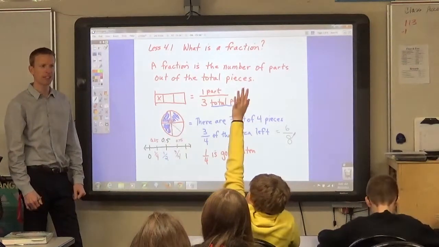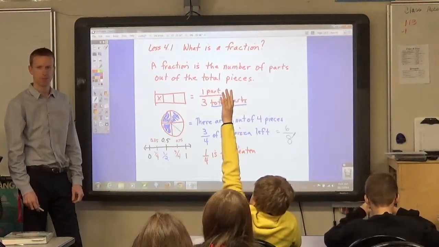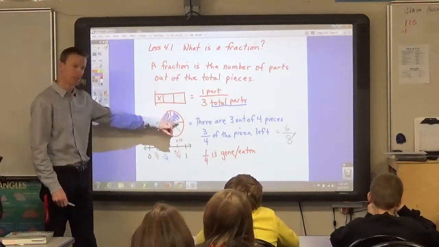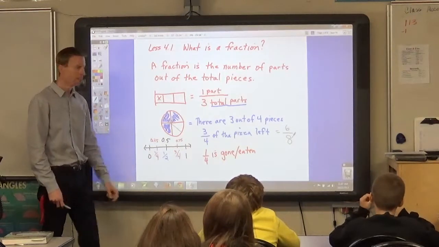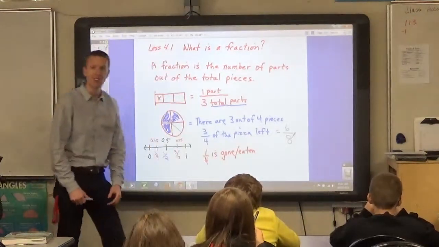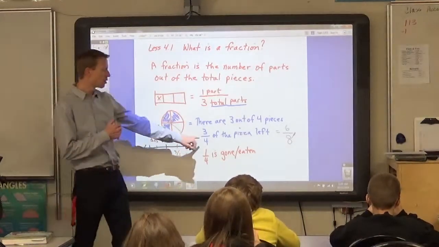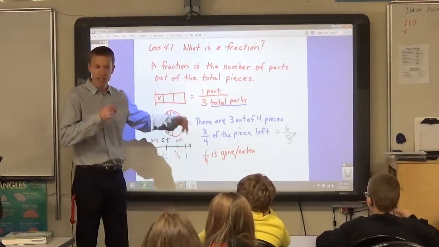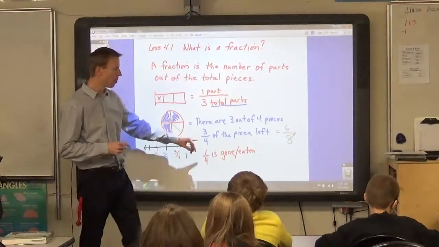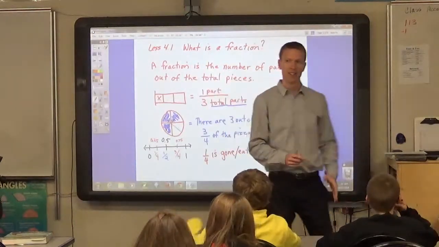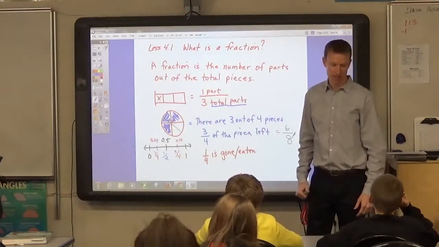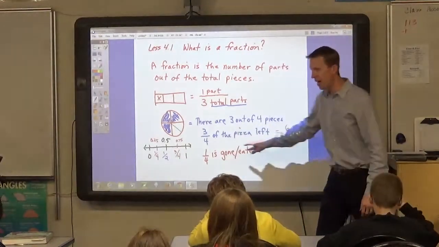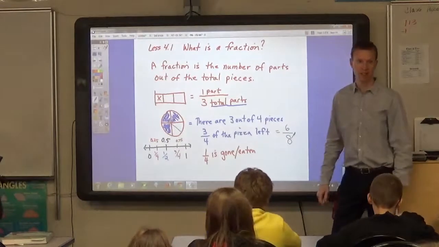What's different about 6/8? Caleb. Size. The size of the pieces is bigger or smaller? Smaller. It's smaller. Look at this. The smaller the denominator, the bigger the size of the piece, right? The bigger the denominator, the smaller the piece. So that's one thing that we can learn about the denominator. The denominator will tell you how big the pieces are.